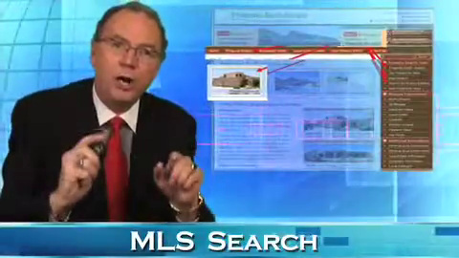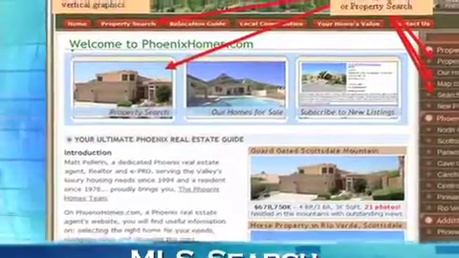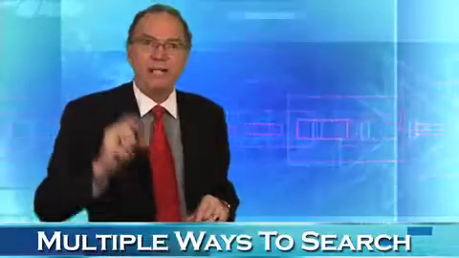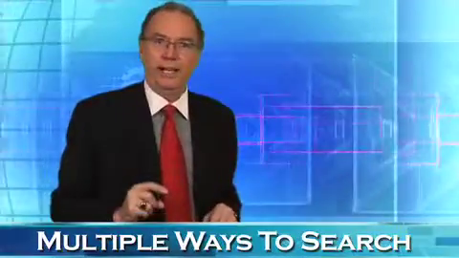What are your prospects looking for when they come to your website? What they're looking for is the MLS. They want to find homes. Look at what this particular website does when you come there. You're looking at all of these ways that you can find homes on the internet.